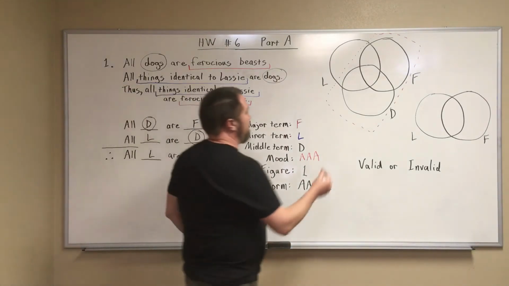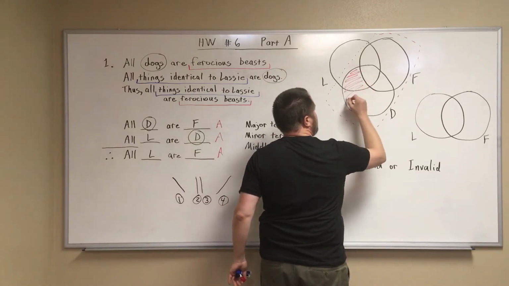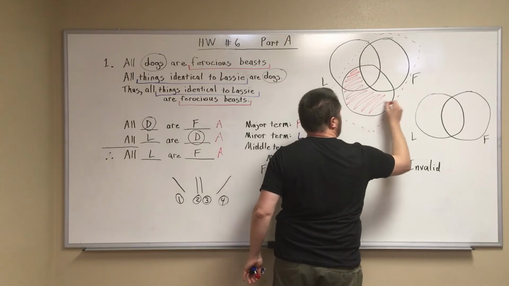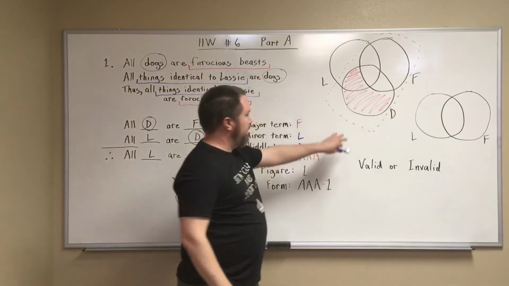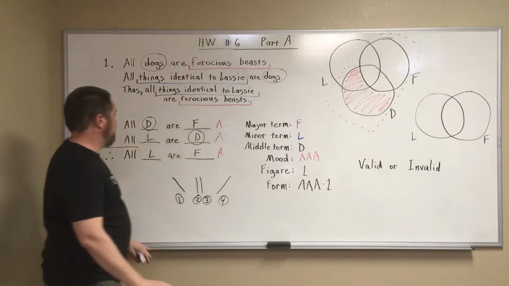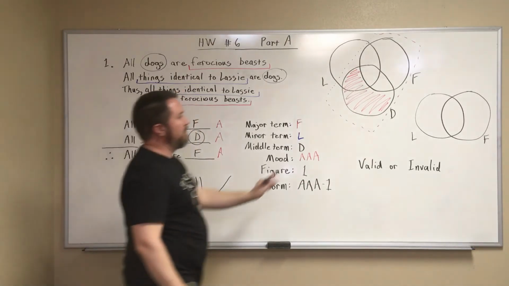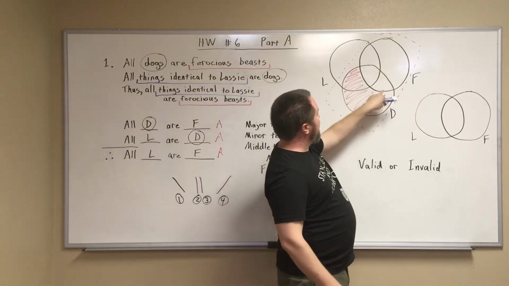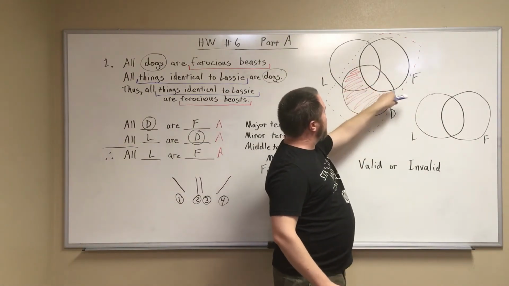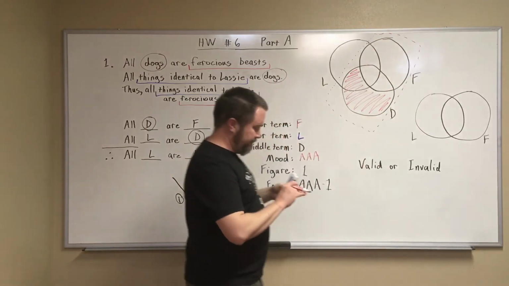All D are F, that means that what we're shading are things that are not possible. It's not possible for anything to be in D that isn't also in F. That's what we're saying when we say all D are in F. All of the D's that can possibly be are right in this little football shape here that are also part of F.